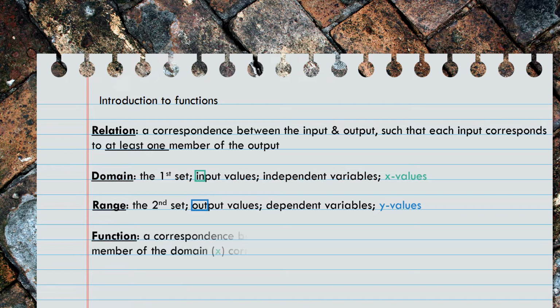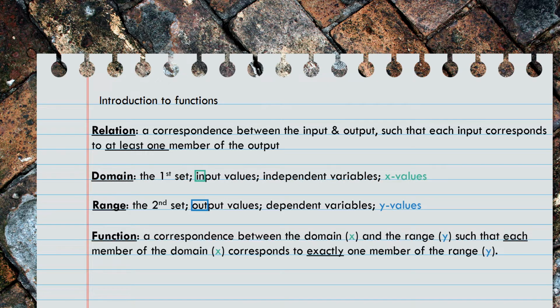And last, we're going to look at what exactly is a function. Well, a function is a correspondence between the domain, which we know to be X, and the range, which we know to be Y, such that each member of the domain corresponds to exactly one member of the range. In other words, it means the X value cannot be repeated.